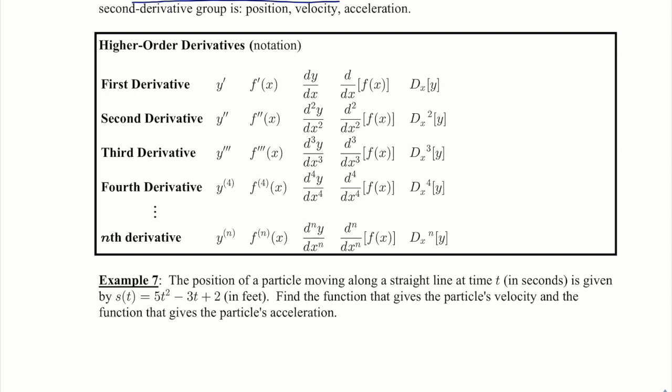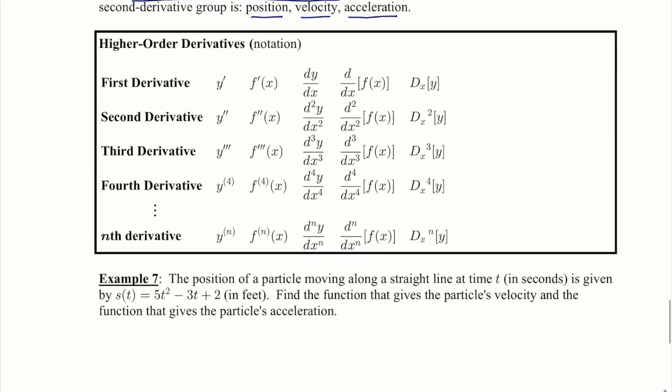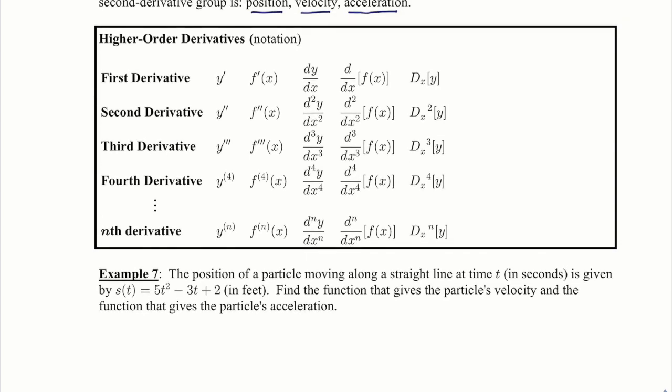There's a physical example that we run into frequently, which would say the position function, if that's our original function, the velocity is its derivative, and acceleration is the second derivative of position, or the first derivative of velocity. Right? So the notation we're going to run into for higher order derivatives will be this.